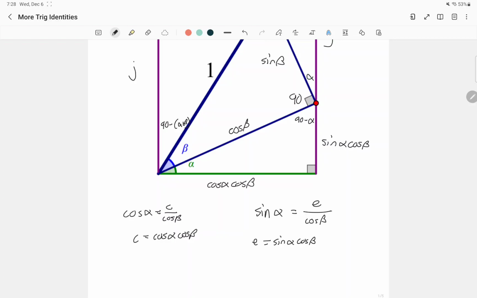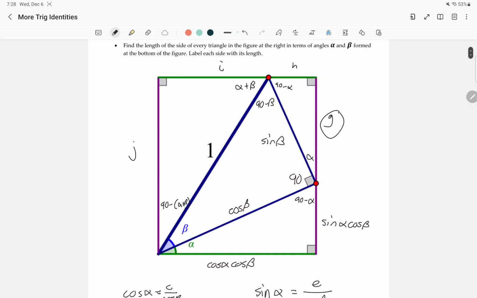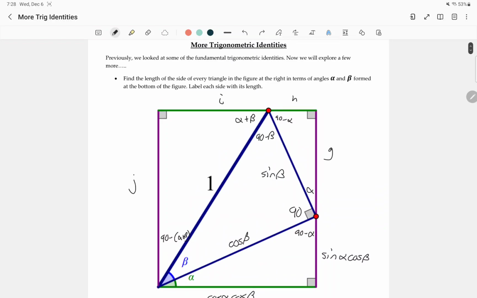All right, from here, let's move up to g. We can use the same logic here. So we have cosine of alpha is going to be adjacent over hypotenuse, so that's going to equal g over sine beta. We can just move some stuff around, so we get sine beta cosine alpha equals g, and we'll just plug that in here. Multiplication doesn't really depend on order, so that makes it easy: cosine alpha sine beta.